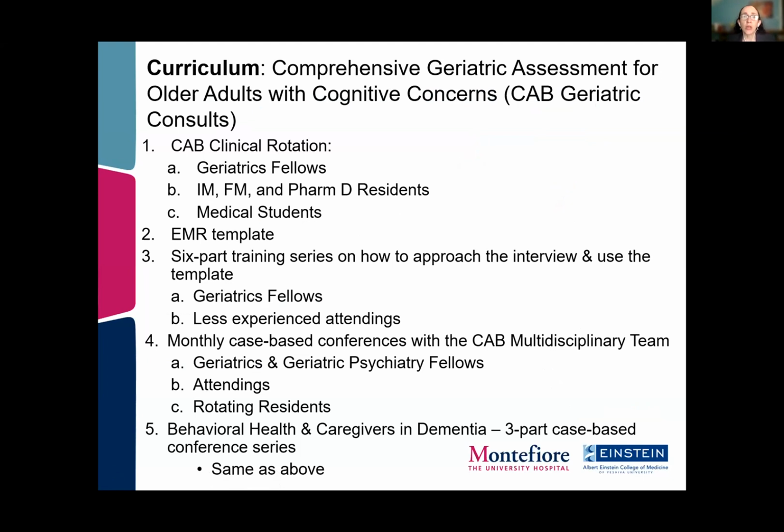And so we have developed a curriculum for this that we use with our geriatrics fellows and with our rotating trainees. Multiple parts of this curriculum. The trainees rotate with us at the Center for the Aging Brain. We've developed the EMR template, and then we have a 6-part training series for the geriatrics fellows and for any newer geriatrics attendings who may have less experience in patients with cognitive impairment, on how to approach the interview, how to make a diagnosis of cognitive impairment, and how to use the template to facilitate comprehensive geriatric assessment.